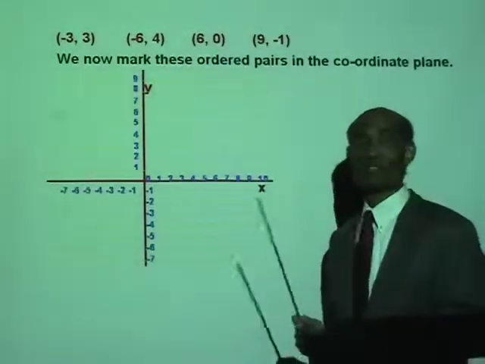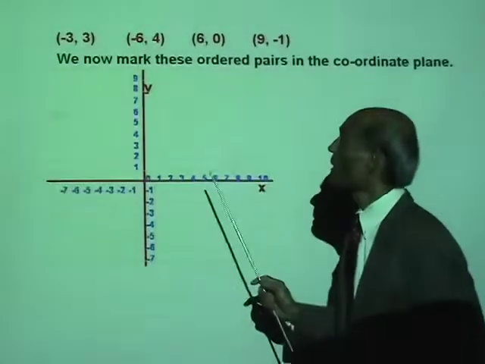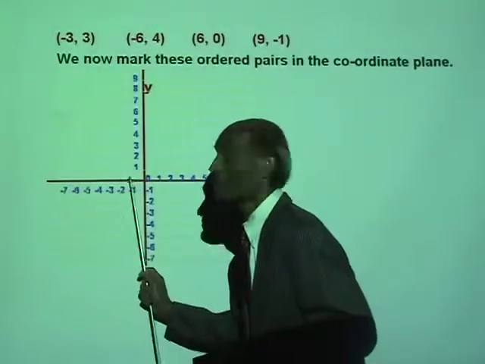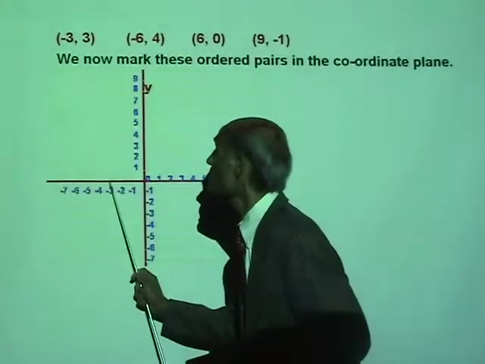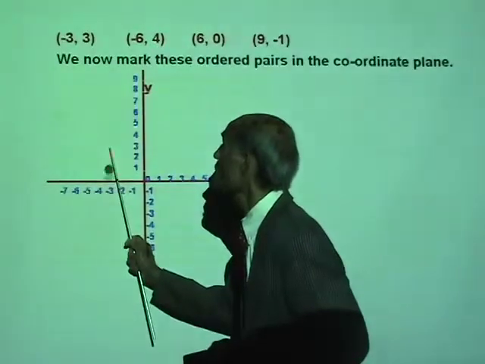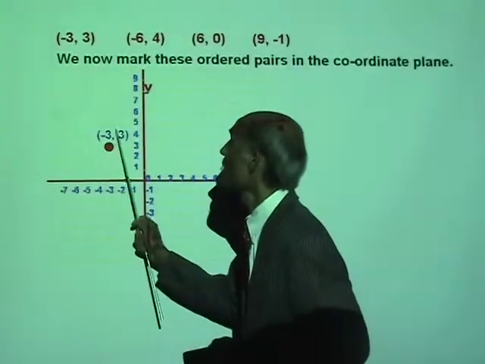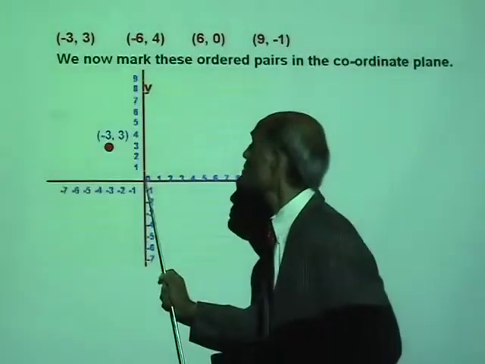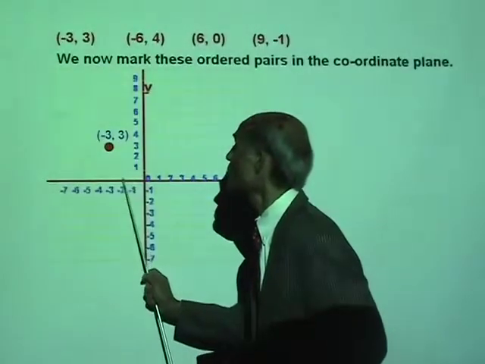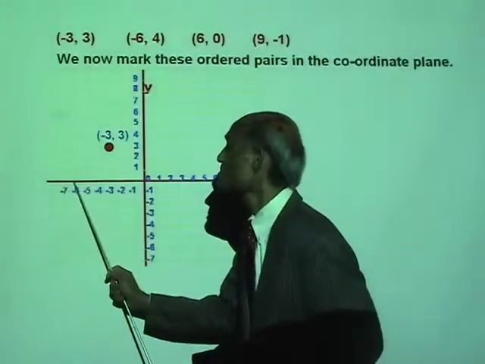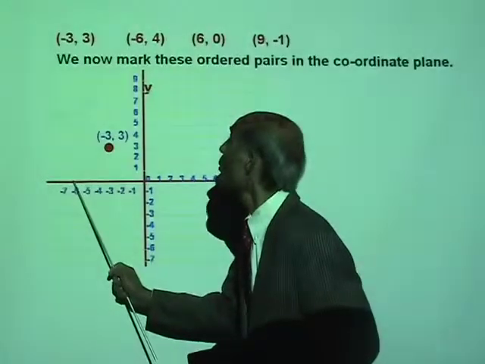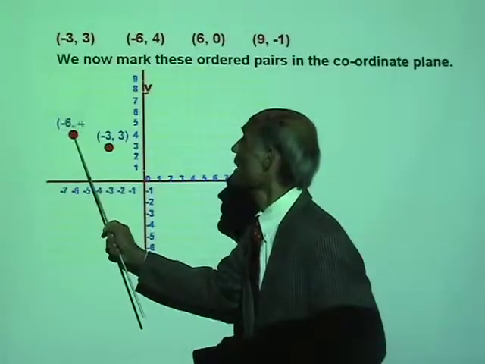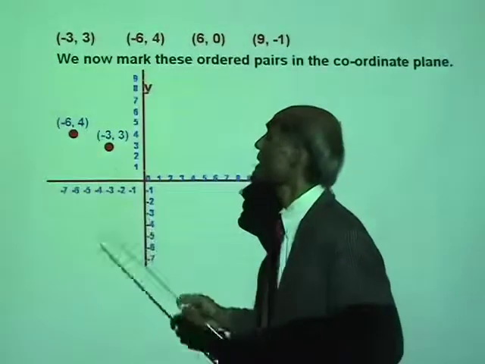Alright, so this is the graph window. The first ordered pair, x equal to -3, go to the left. 1, 2, 3, -3, y equal to 3, this is the ordered pair, -3, 3. The second ordered pair, x equal to -6. 1, 2, 3, 4, 5, 6 to the left, and y equal to 4. There is the ordered pair. X equal to -6, y equal to 4.